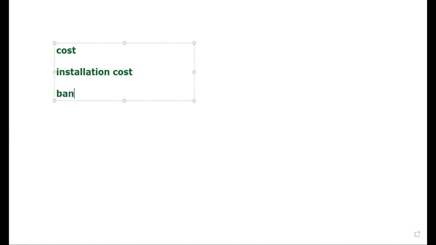Then bandwidth. Bandwidth is nothing but the amount of frequency which can be sent without any distortion. It is a measure of the capacity of the medium to transmit data. In digital media, the data transmission rate is in bits per second. Bandwidth is measured in bits per second.